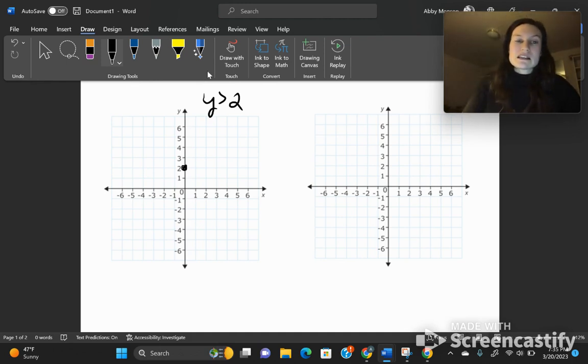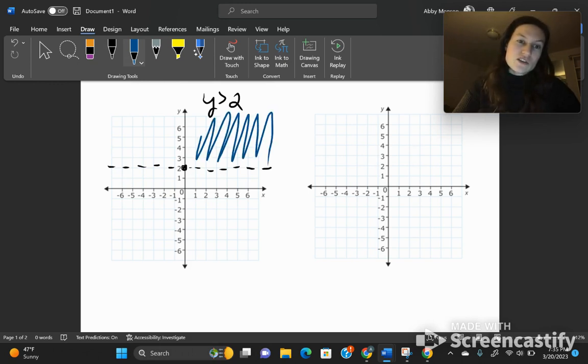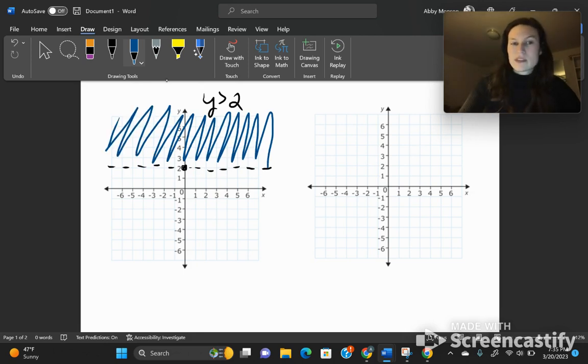Now, because this is greater than and not greater than or equal to, we're going to do a dotted line, or dashed line. And it'll be straight. Not me, because I can't make straight lines. It's cool. All right, and then because it's greater, we need to think of all the y values that are greater. So we have to think we're going up the y-axis, right? So we have to shade everything above that line. If it was y is less than 2, we would shade everything below that line under here.